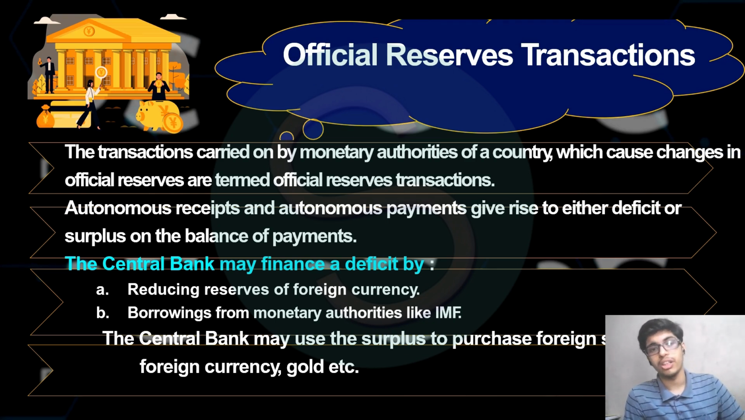What are official reserve transactions? These are the transactions carried out by the monetary authority of the country. If any monetary authority has carried out a transaction that changes our official reserves, that is an official reserve transaction. Autonomous receipts and autonomous payments give rise either to a deficit or surplus on the balance of payment, and the central bank finances it by reducing the reserves and by borrowing from a monetary authority, like the IMF, as you just studied, or from someone else. Official reserve transactions include these things. Is it clear to everyone? Do you have any doubt till here?